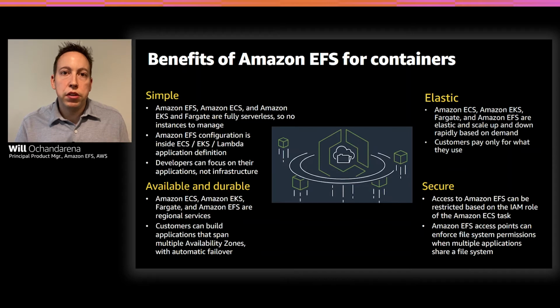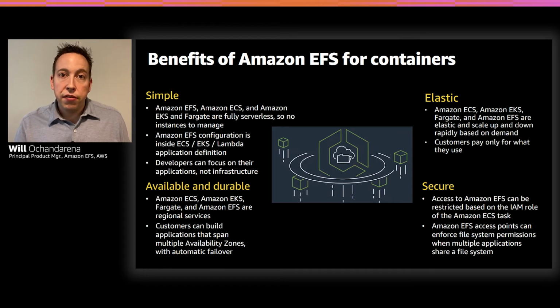Next, the availability and durability of these services line up nicely. These are all regional services, which means your applications can take advantage of multiple availability zones, and so can your file system. So you never have to worry about where your application is going to spin up because the data is everywhere it needs to be.